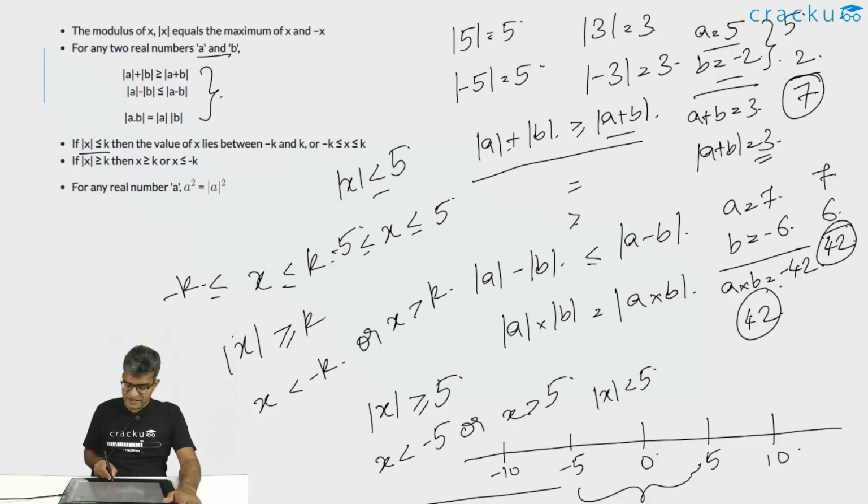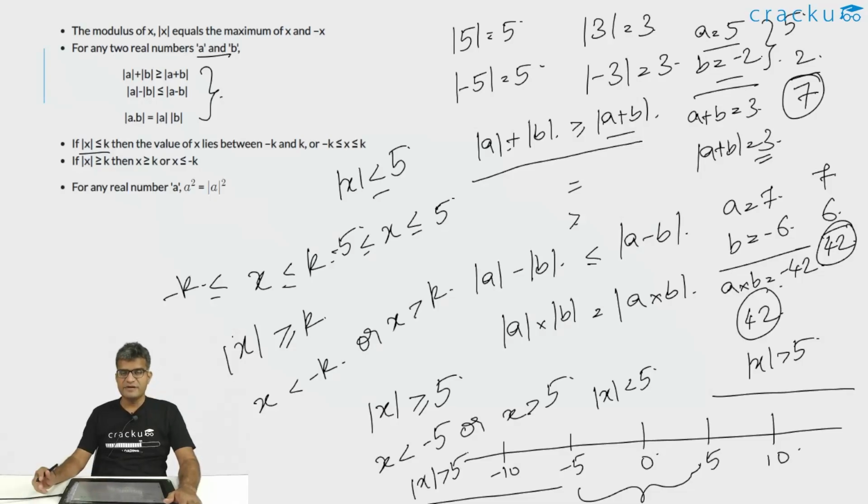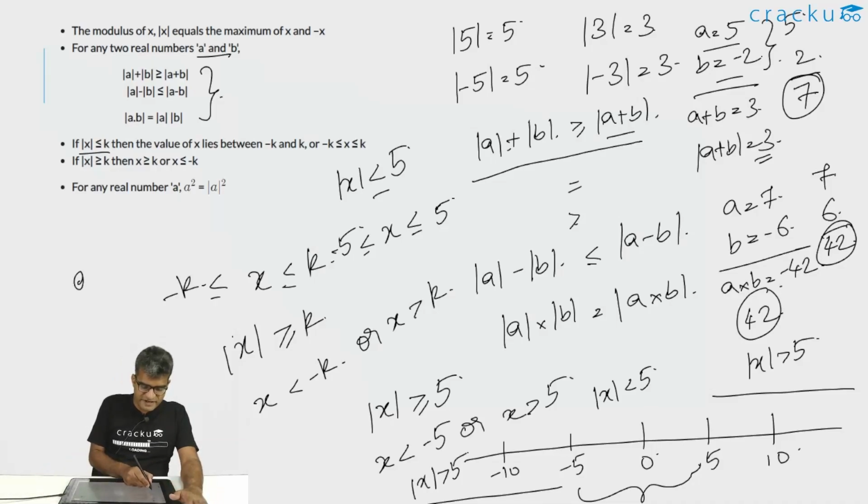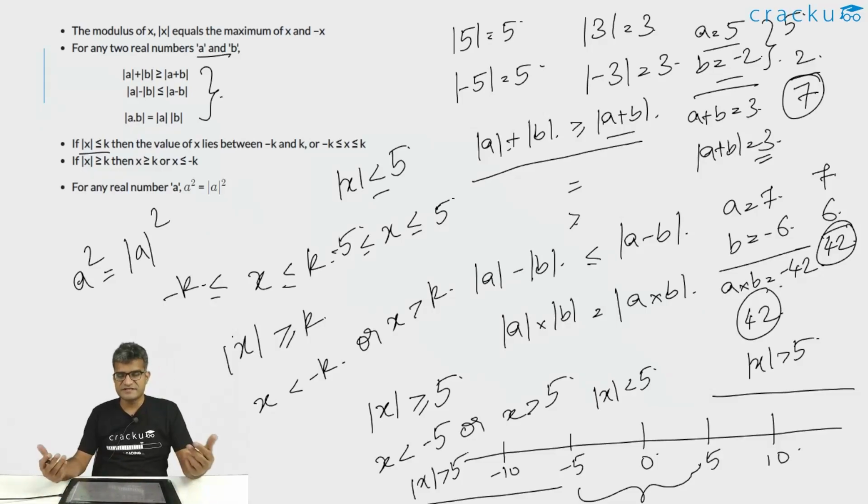To the left of minus 5 and to the right of 5, the value of modulus of x is greater than 5. Just remember this, it will be easy for you to understand. Similarly, for any real number, the value of a square is equal to the value of modulus of a whole square. Because a square is positive, modulus of a whole square is also positive.